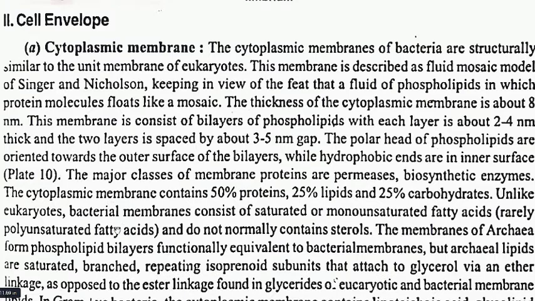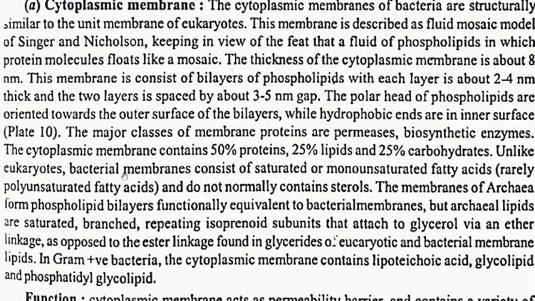Now this diagram clearly shows that the major classes of membrane proteins are permeases, then biosynthetic enzymes. They contain 50% proteins, 25% lipids, and 25% carbohydrates. Unlike eukaryotes, these bacterial membranes consist of saturated or monounsaturated fatty acids, and they do not normally contain sterols. The membranes of archaea form phospholipid bilayers, functionally equivalent to bacterial membranes. But archaeal lipids are different from them.